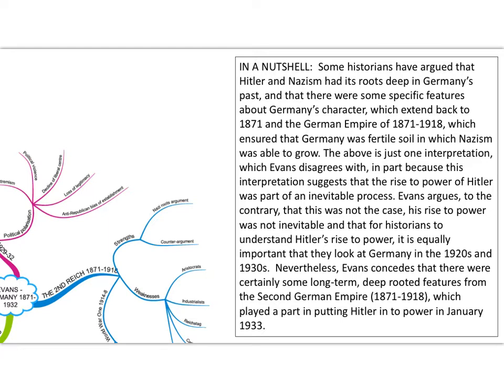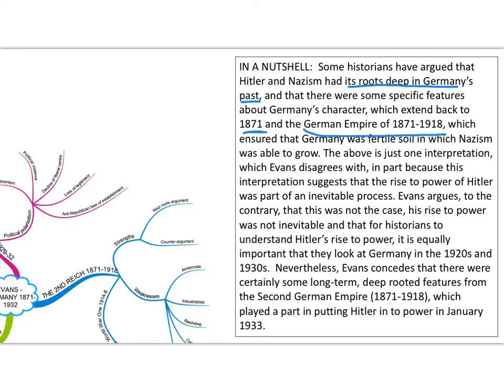I've done a summary for you in a nutshell, so I'll just read through this with you. Some historians have argued that Hitler and Nazism had its roots deep in Germany's past. Obviously Hitler didn't take power until 1933, but to really understand Germany and why Hitler took power, you've got to delve way back to 1871 and the German Empire.